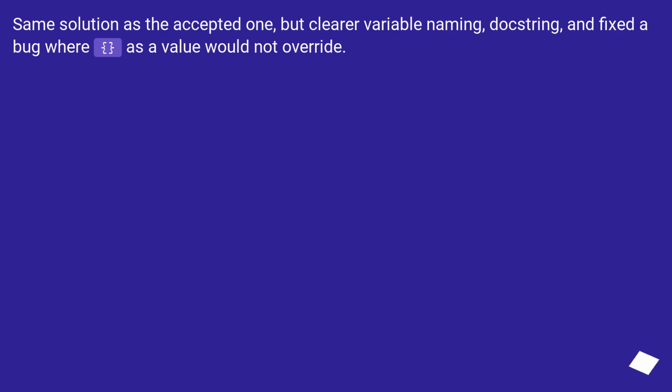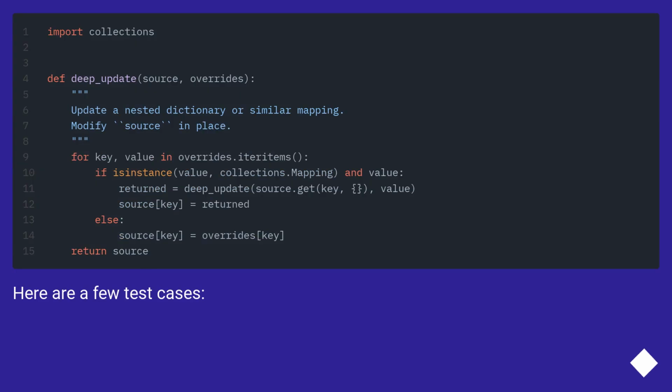Same solution as the accepted one, but clearer variable naming, docstring, and fixed a bug where a None value would not override. Here are a few test cases.